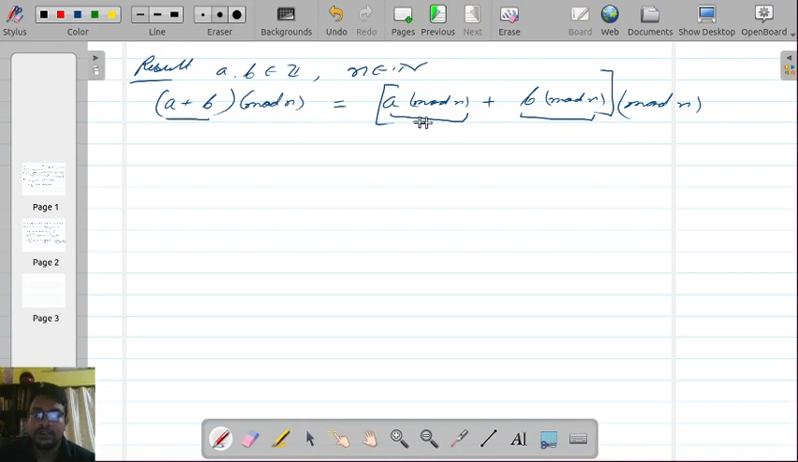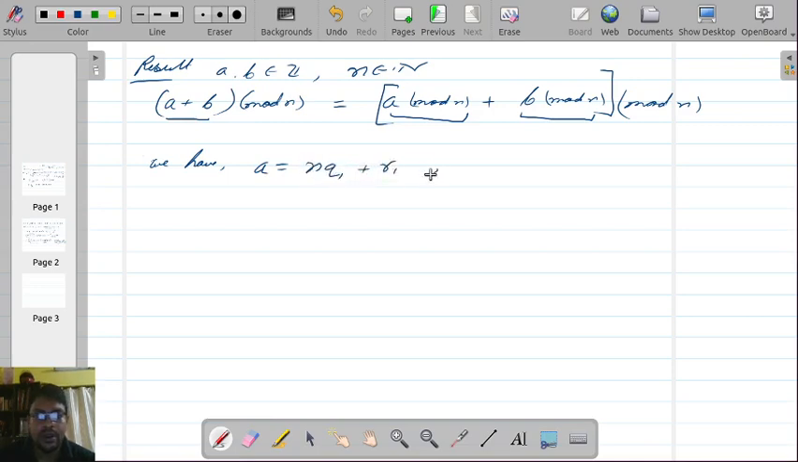Okay, you will get the same result here. Let me give you a simple proof so that you can understand this. When you divide a by n, we can write a as n q1 plus r1.